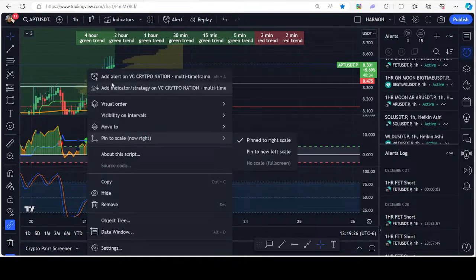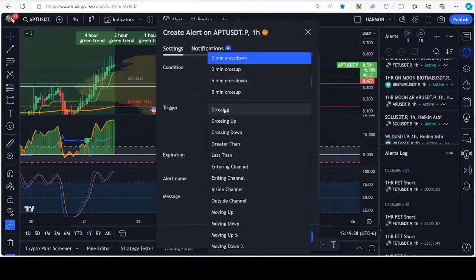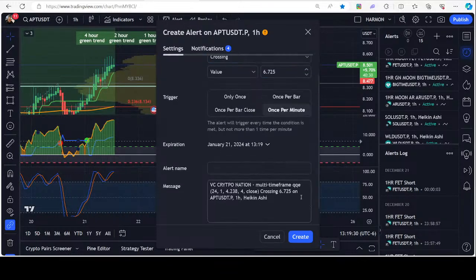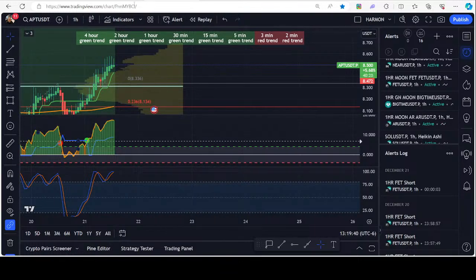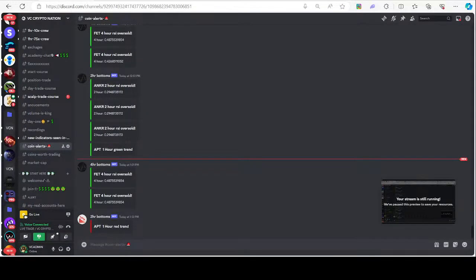So moons, right click, add alert, make sure it's on crossing, once per bar. Moon, enter, and there we go. So now I'm going to watch APT, which might take a little bit of time because it's on the regular Binance, but we're looking for this touch here. So all right, let's go back into Discord.